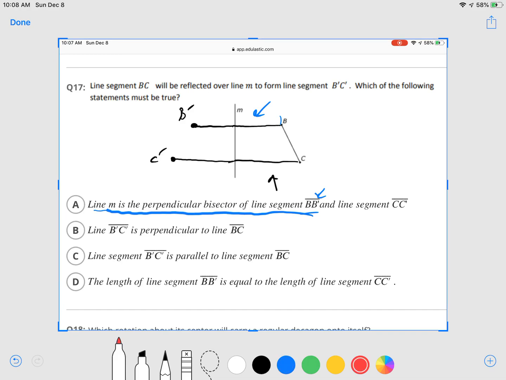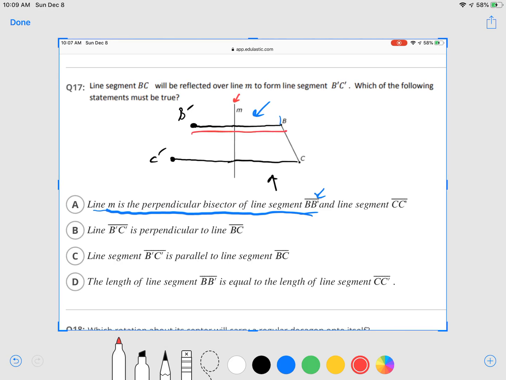Well, what is a perpendicular bisector? What does M have to do in order to be the perpendicular bisector of BB prime? It has to cut it directly in half, so this length has to be the same as this length. That's true because the way reflections work is you figure out how far B is from the line of reflection, and then you recreate that same distance on the left when you reflect it over. So by the way we do reflections, it's true that these two lengths are the same. So far, we got the bisector part.